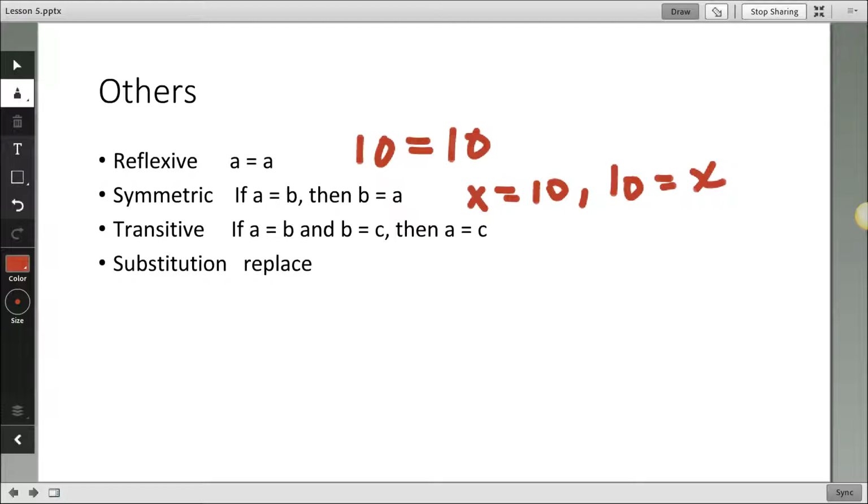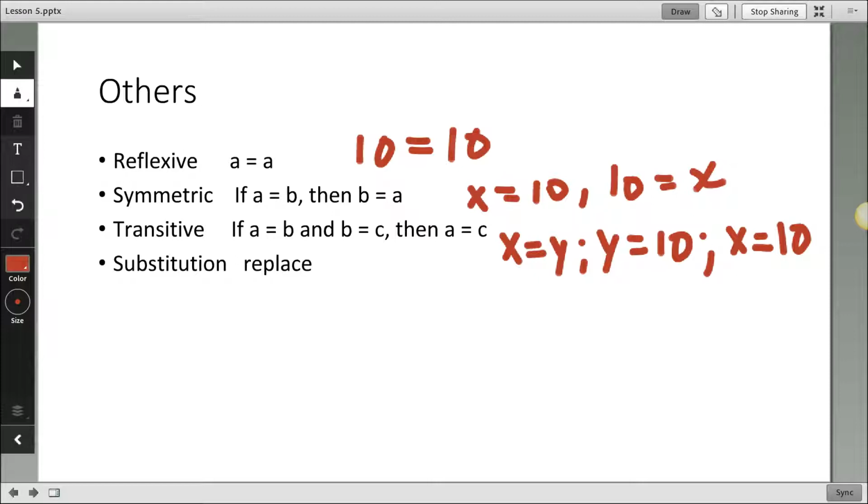Transitive property, a equals b, b equals c, then a equals c. So if x equals y and y equals 10, then x also equals 10 is the transitive property. But again, you got to have three statements.